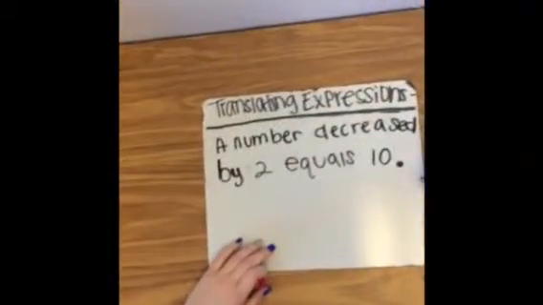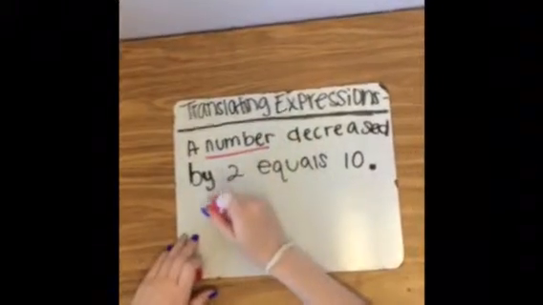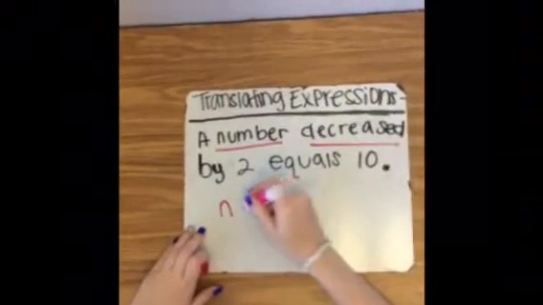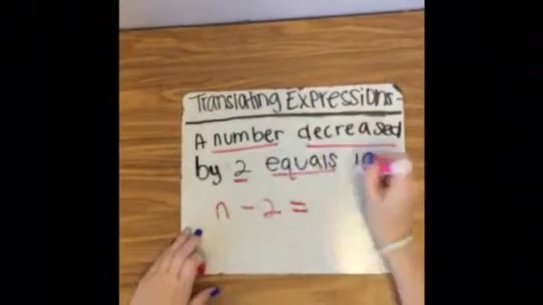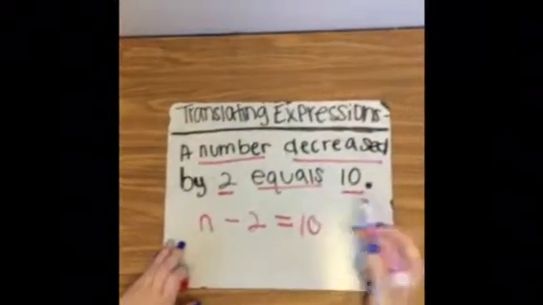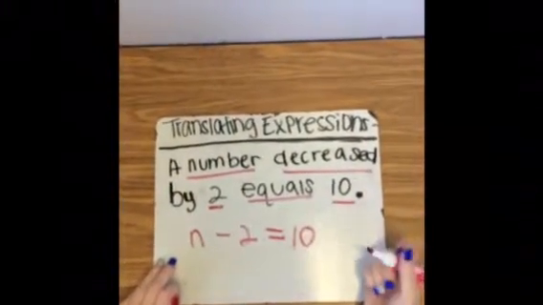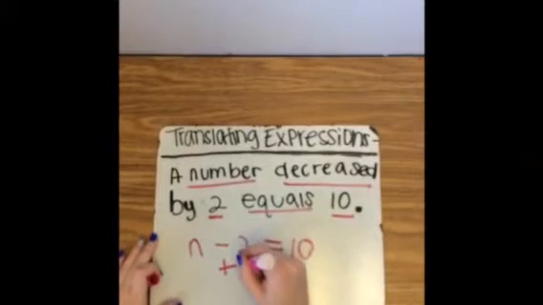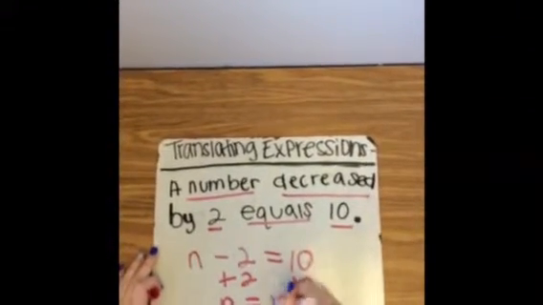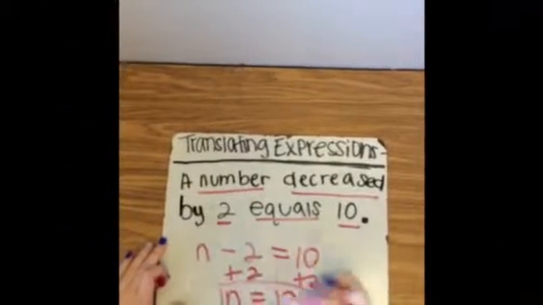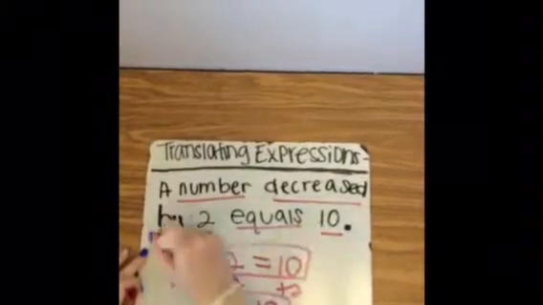This is translating expressions with subtraction. So you have our number, which is n decreased by 2 equals 10. So this would be your answer if you wanted just the equation. But if you want to solve, you would then add 2 to each side, and then n equals 12. So that would be your answer if you were solving. But if you weren't solving and you just needed the equation, this would be your answer.